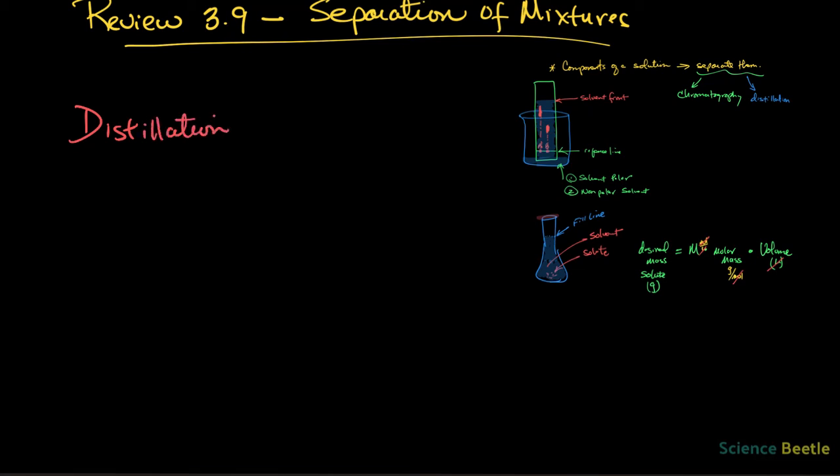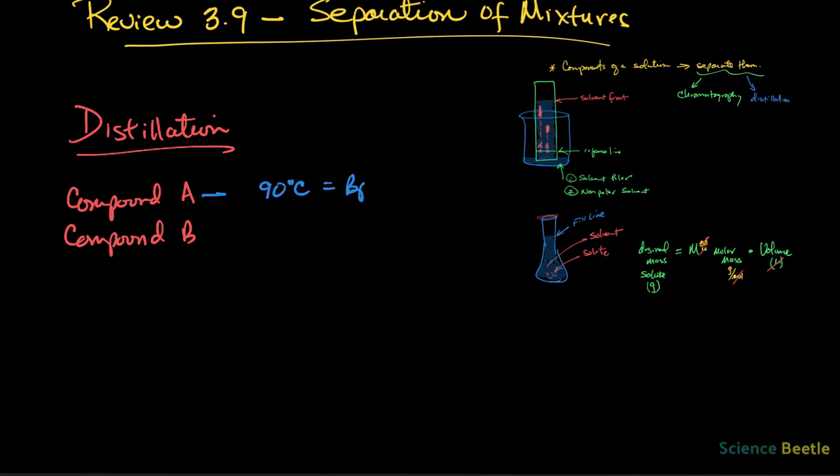So, distillation. And here, let's say that we have some kind of compound A versus a compound B. If we had, say, the boiling point of this one, let's say that the boiling point was at, let's say here, 90 degrees Celsius is equal to the boiling point. And let's say that compound B had a boiling point of, say, 70 degrees Celsius.